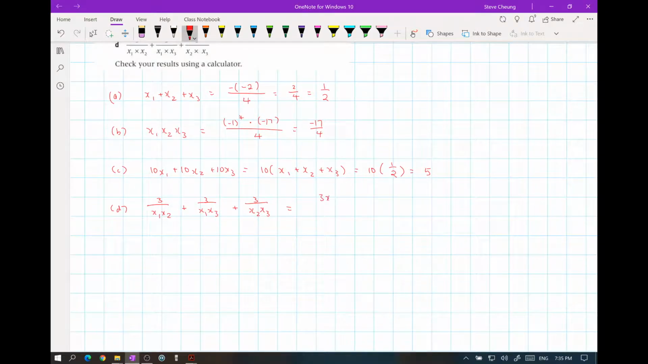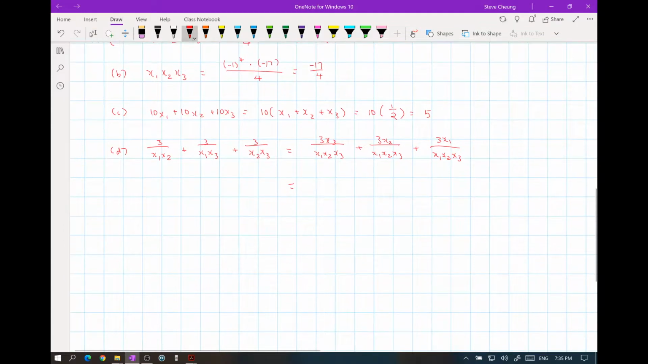So I'm going to write everything on top of x1, x2, x3. So I'm just putting in the term that is missing for each of the fractions. And then if I combine them, wow, that's a horrible line. We can factor out 3, and I'm just going to rewrite the order of the x's. It really doesn't matter.